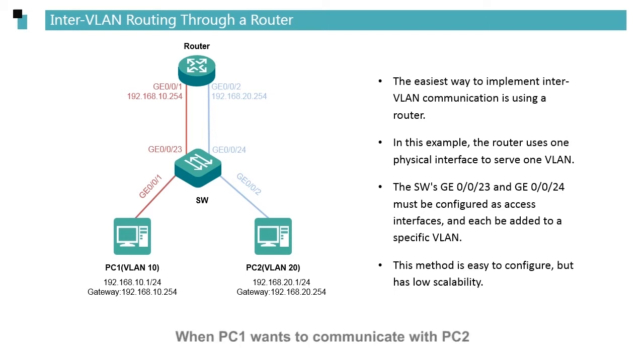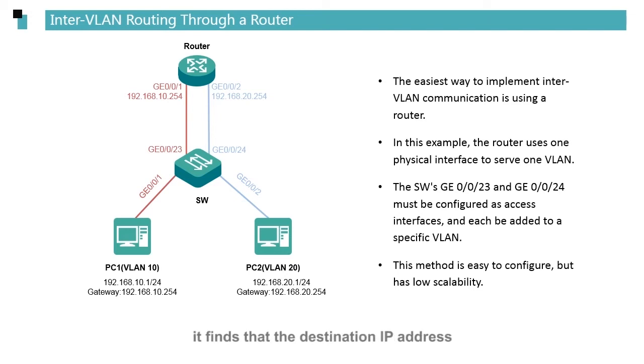When PC1 wants to communicate with PC2, it sends a data frame to the switch. Because the switch's GE0/0/1 and GE0/0/23 are both access interfaces and belong to VLAN 10, they transparently transmit the data frame to the gateway of VLAN 10.